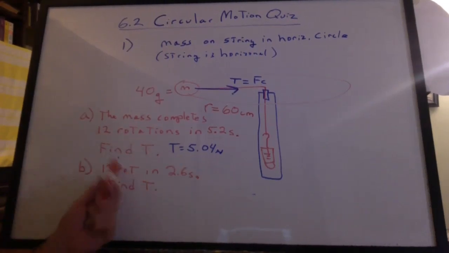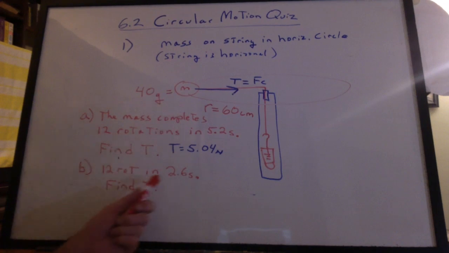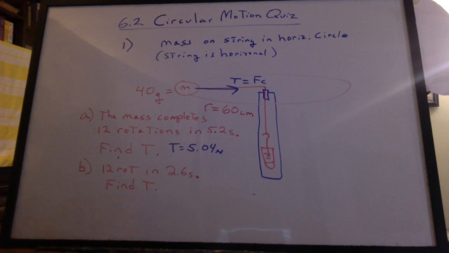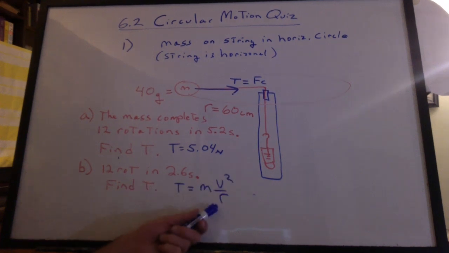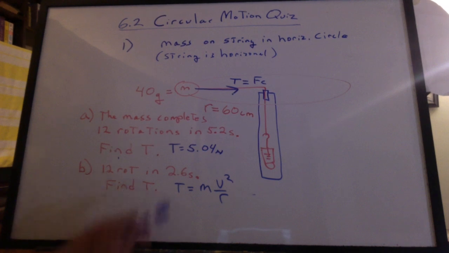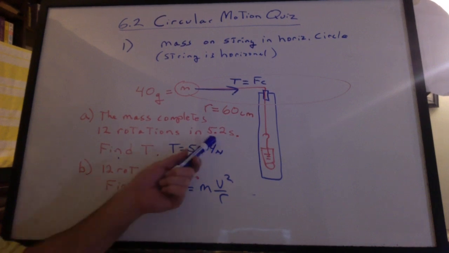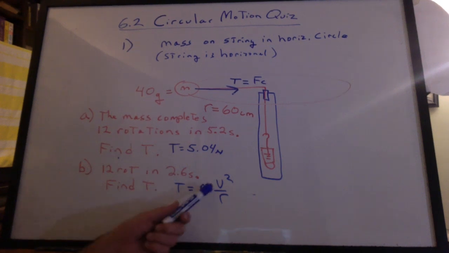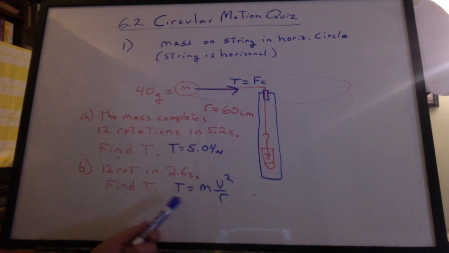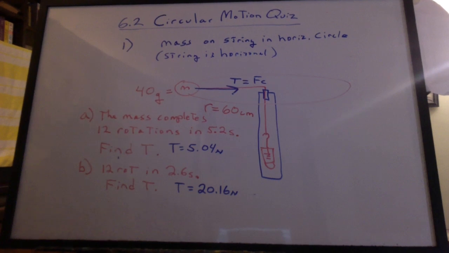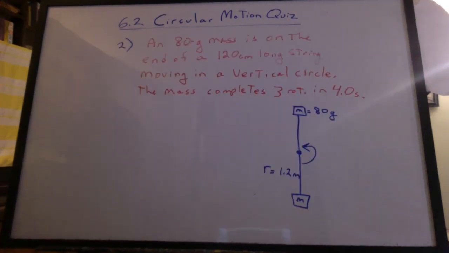Now, what if we said we were going to spin faster and do the 12 rotations in 2.6 seconds? Could you find T? Mass is the same, radius is the same. What happened to the velocity? Well, you can go do all the math and plug in all the numbers again, or you could say, hey, we cut the time in half. That's going to double the velocity, but the velocity is squared, so it should make the tension 4 times bigger, and that's 20.16 newtons.